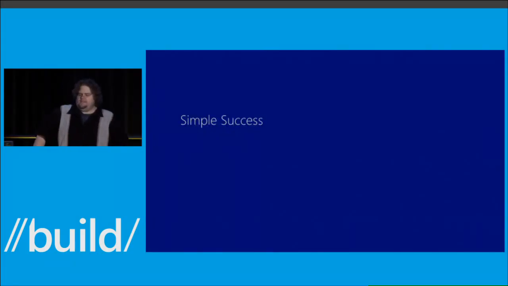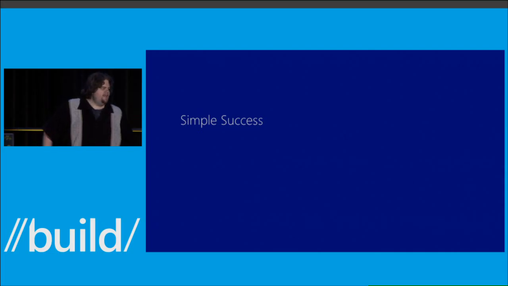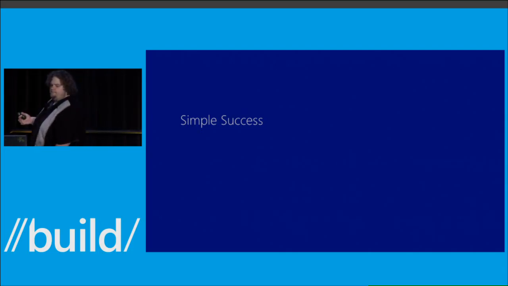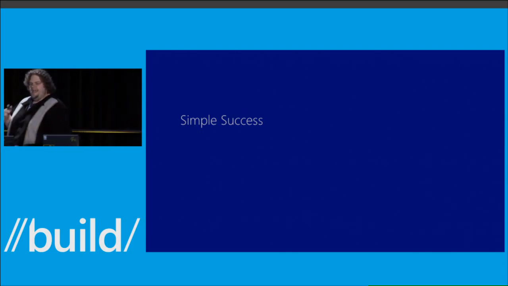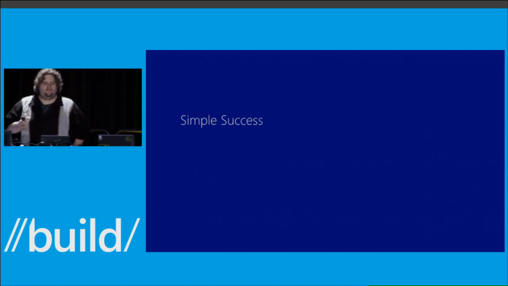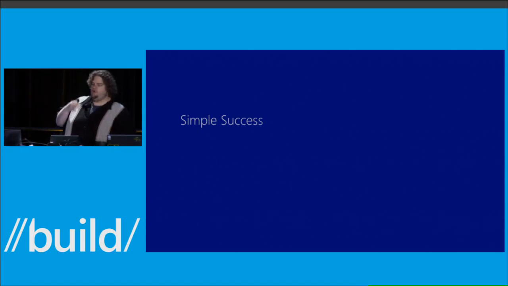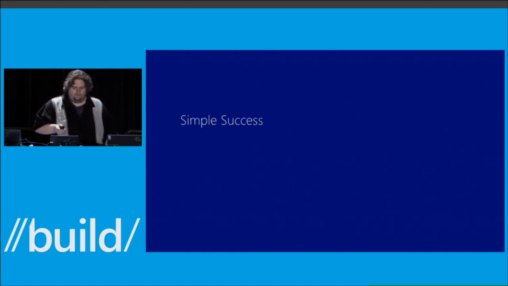So, simple success. When you're developing a library for Windows Store apps, you really need to make it easy for developers to succeed. Make it very simple and straightforward for developers to use your library. Encourage them to fall into the pit of success, if you will. Every hurdle that is introduced causes friction. And the more hurdles and the more friction, pretty soon developers will just vote with their feet and go use a different library. Something you want to avoid.